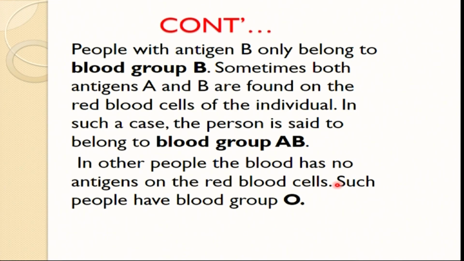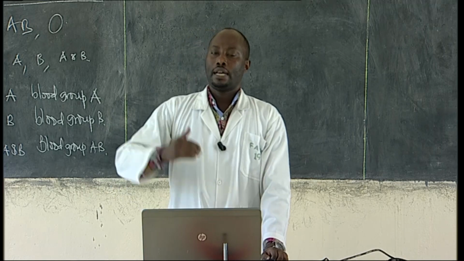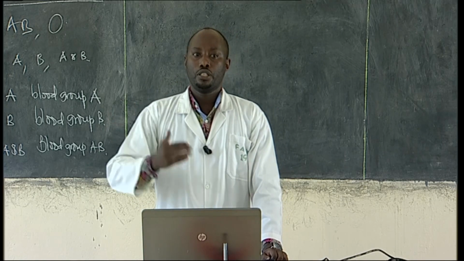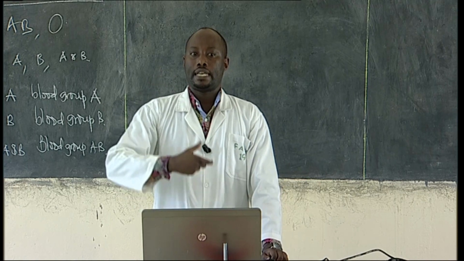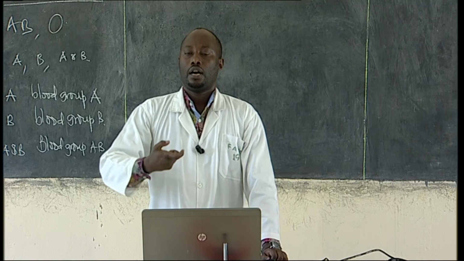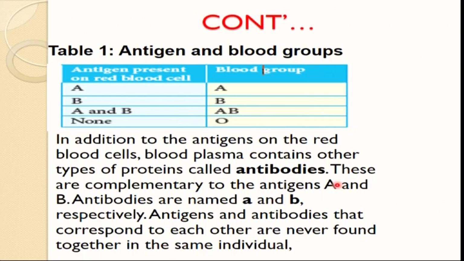In other people, the blood has no antigens on their red blood cells, and such people are said to be blood group O. So if there are no antigens in your blood, meaning neither A nor B, it means you belong to blood group O. So I can conclude by saying that antigens are the ones that determine the blood group. Let's have the table, antigens and blood group. We have the table: antigen present on red blood cells, and blood group.